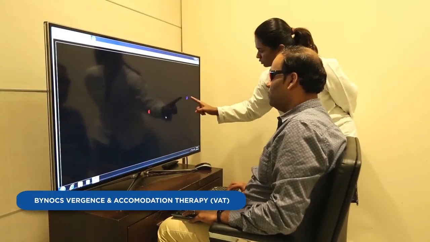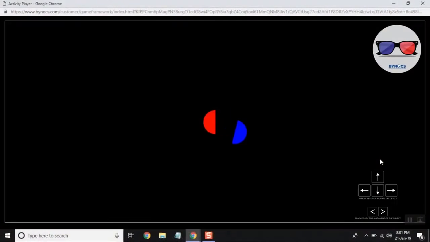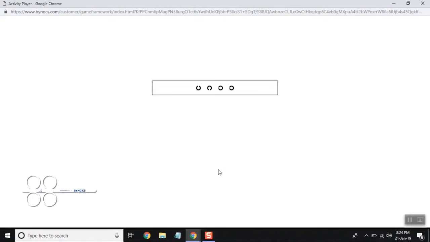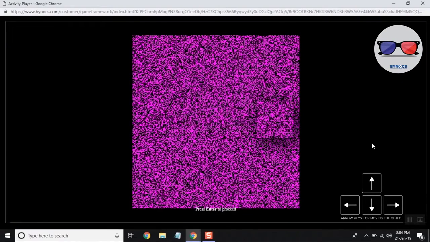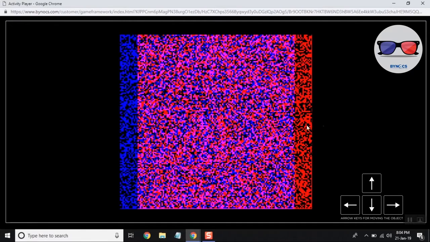Bynocs offers quick diagnostic tests for the measurement of heterophorias, amplitude of accommodation, accommodative facility, divergence and convergence. It also offers therapeutic options which can be done in the clinic or home-based.